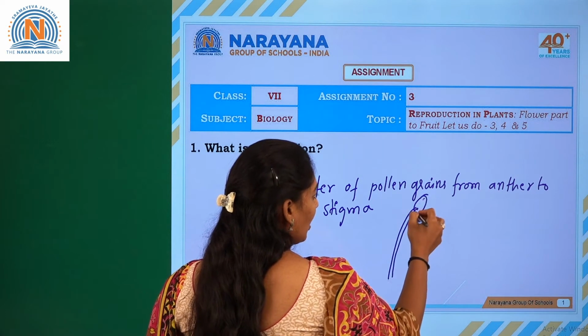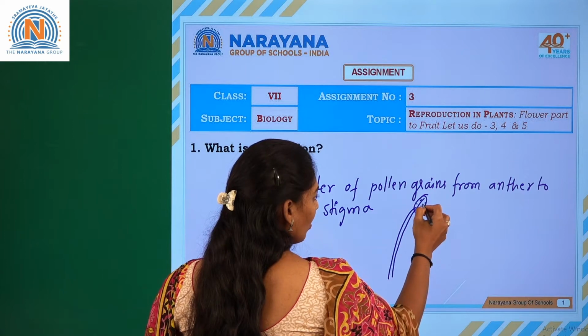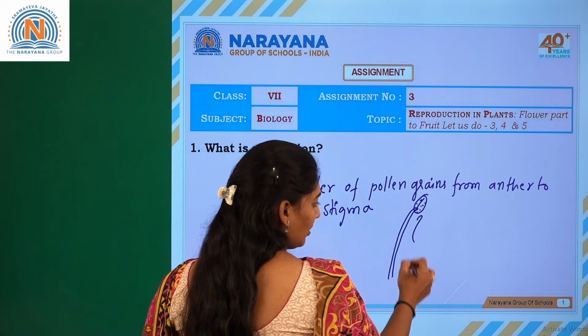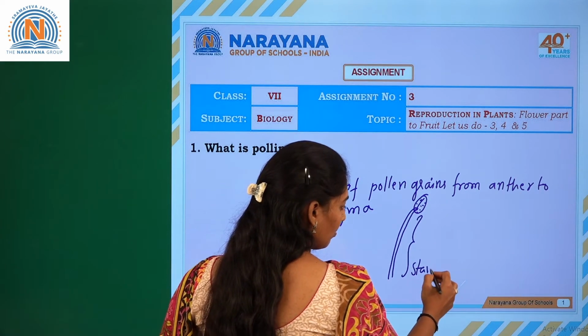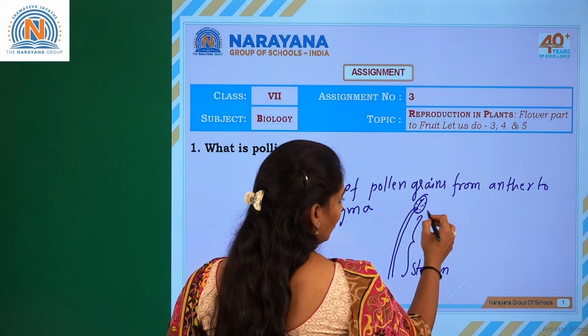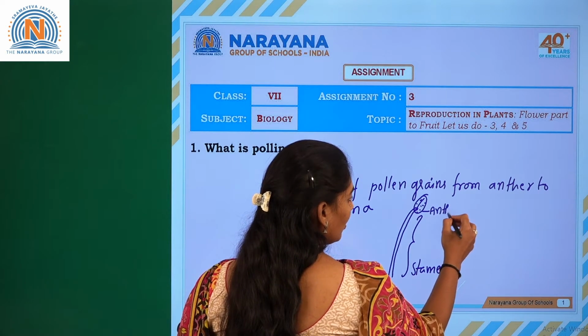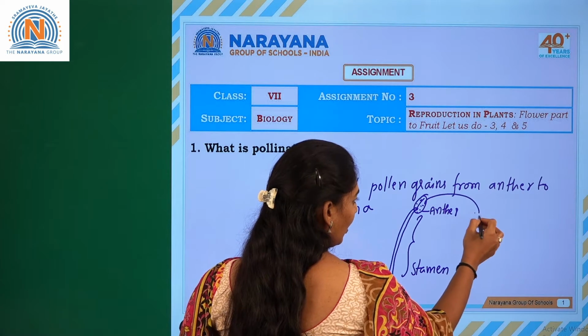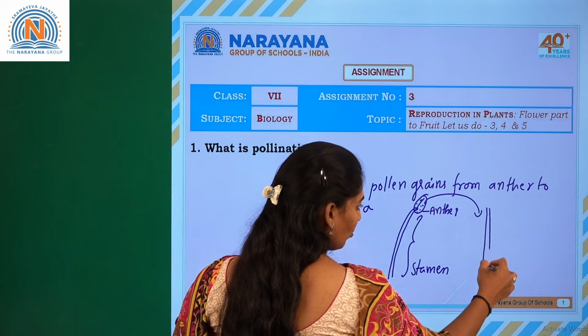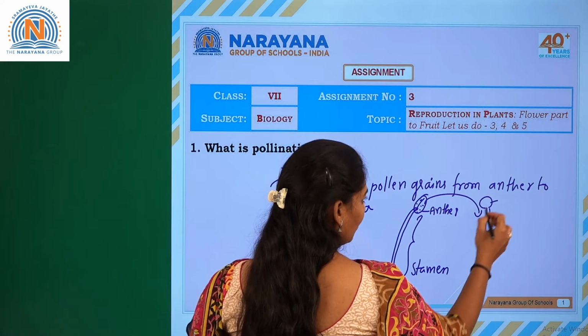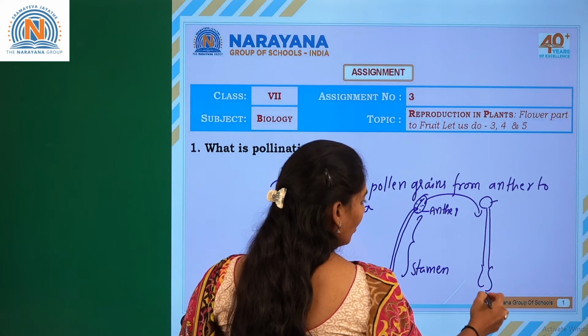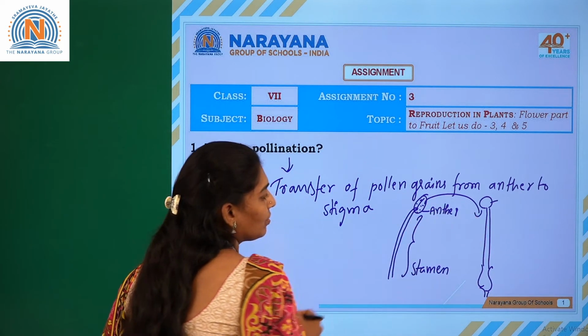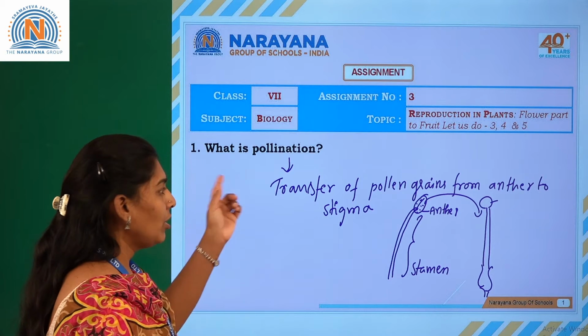So this is the anther, and this is the structure, the stamen. This is the anther which is bearing the pollen grains, and these will be transferred to the top of the female part, that is the stigma. This process we can call pollination.